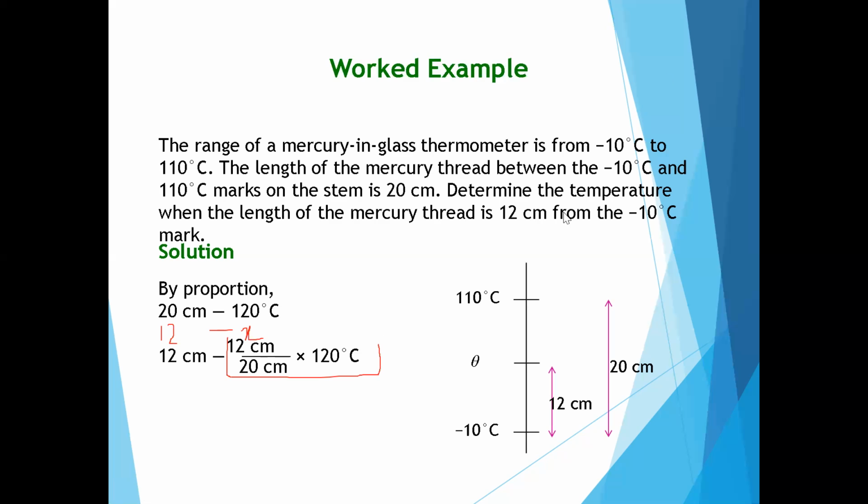But the thing is that when we are getting the value through this, it's 72 degrees Celsius. But theta is not 72 degrees Celsius. Why? Because 72 degrees Celsius is the value for 12 centimeters. Since it's 72 degrees Celsius, from the negative 10 degree mark, we're going to add that negative 10. And so 72 plus negative 10 will give me 62 degrees Celsius. And so theta is 62 degrees Celsius.